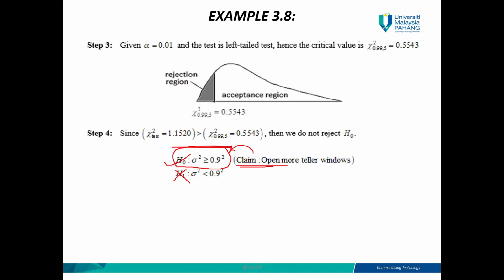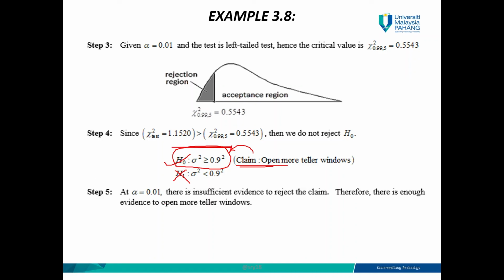So at alpha 0.01, there is insufficient evidence to reject the claim. Therefore, there is enough evidence to open more teller windows. You can also say that at alpha 0.01, there is enough evidence to support the claim. We do support the claim because the claim is at H naught, and in the decision, we don't reject H naught, which means we also don't reject the claim.